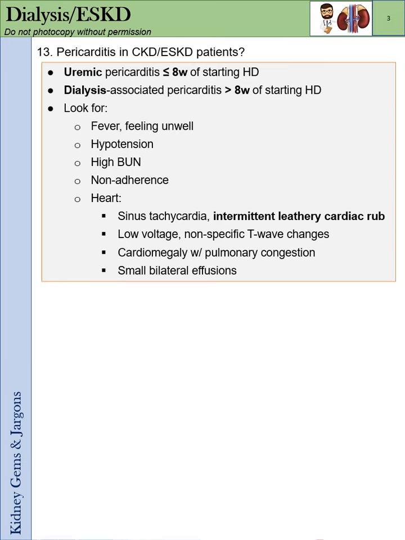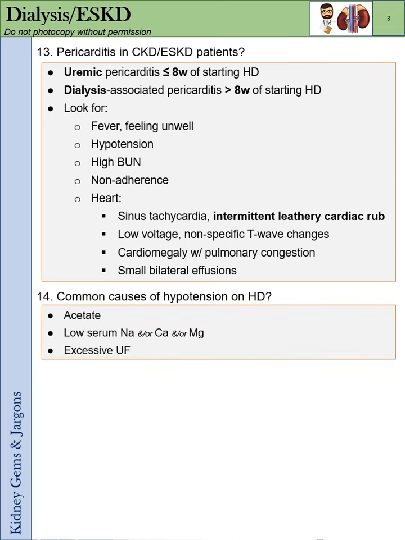The EKG shows low voltage or non-specific T-wave changes, cardiomegaly with pulmonary congestion, small bilateral effusions, and this is by echo and chest x-ray. Common causes of hypotension on hemodialysis: either dialysate with acetate instead of bicarb, patient has a low serum sodium or calcium or magnesium, or excessive ultrafiltration. So you either have something in the dialysate, something in the serum of the patient, or you're removing extra fluid.